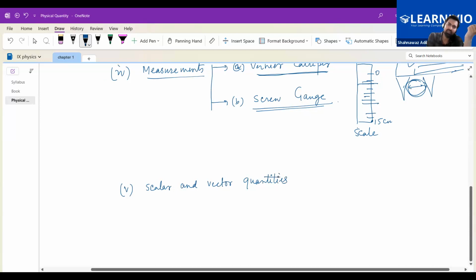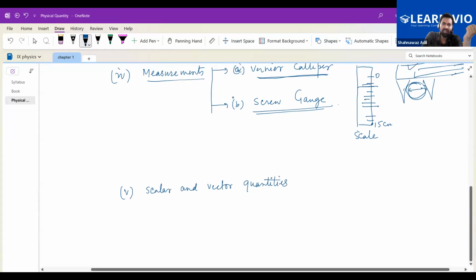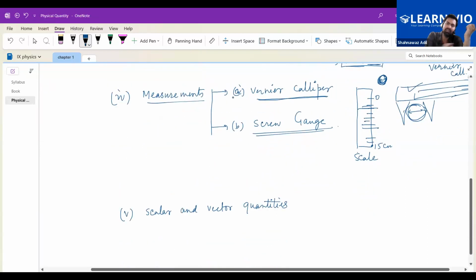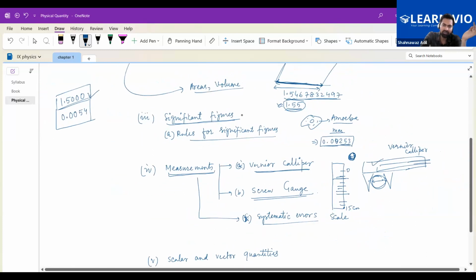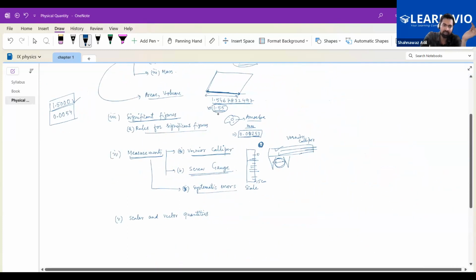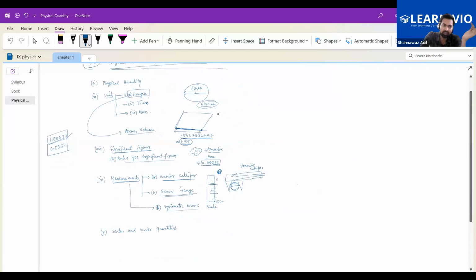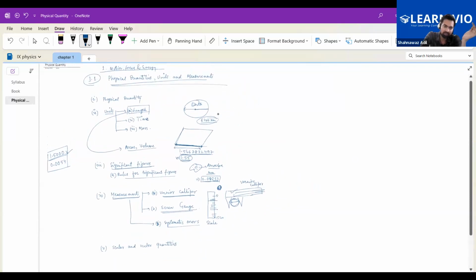So these are the things we would be understanding. And of course, there are some errors in the measurement of things. There are errors which are involved, so I will also talk about those systematic errors. So this is the plan of today's talk. Please note it down. We'll be discussing all these topics one by one.